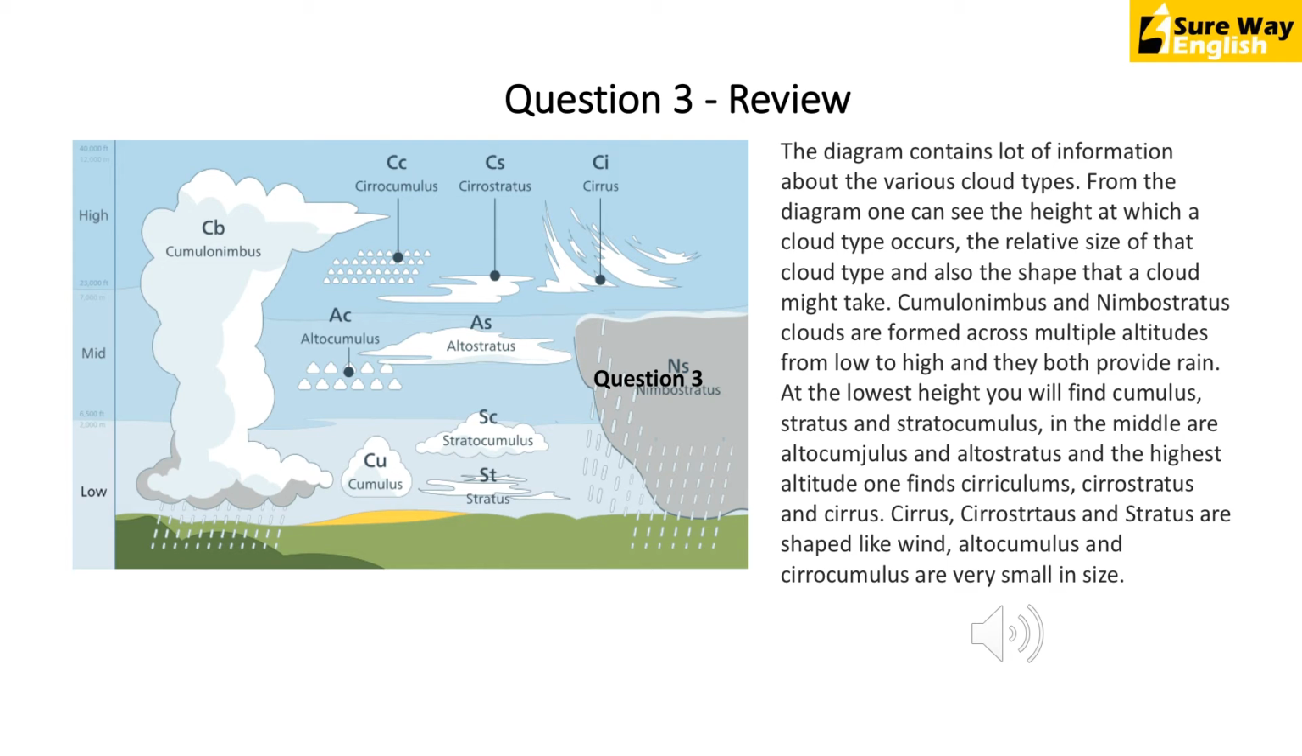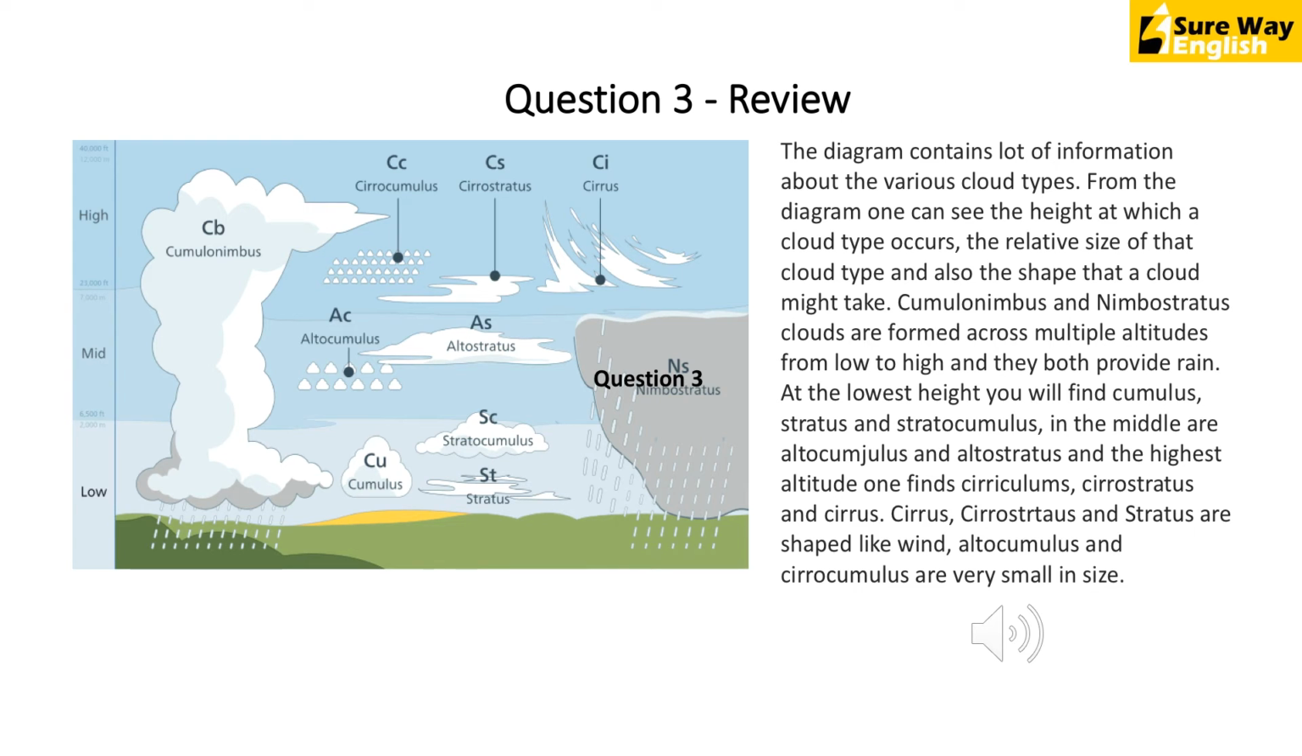In this question, the overview was that the diagram contains a lot of information about the various cloud types. What can the diagram tell you? It can tell you the heights at which different clouds occur. It can tell you a bit about the shape that they take. It can tell you which clouds are bigger, which clouds are smaller. So that's why we say that from the diagram one can see the height at which a cloud occurs, the relative size of that cloud type, and also the shape that a cloud might take.